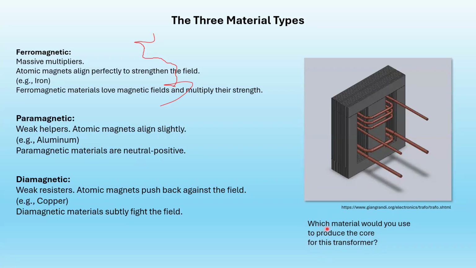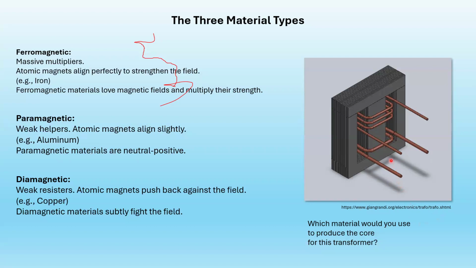And I would say, which material would you use to produce the core for this transformer? Would you use ferromagnetic? Would you use paramagnetic? Or would you use diamagnetic material? I'm pretty sure everybody knows which one you would actually pick. What is the idea of a transformer?